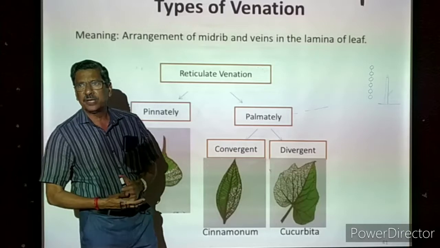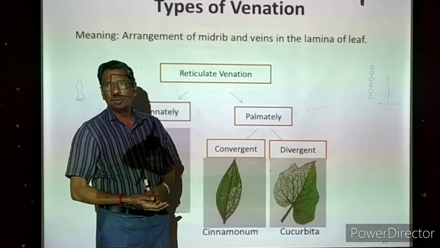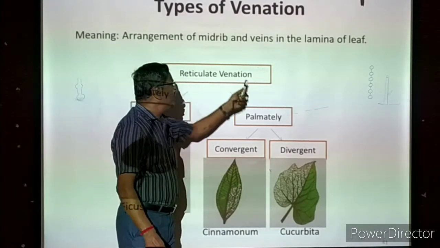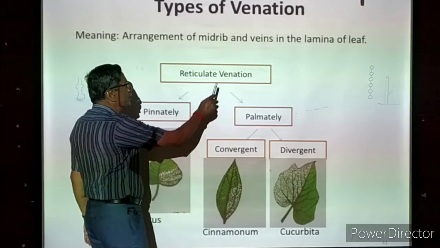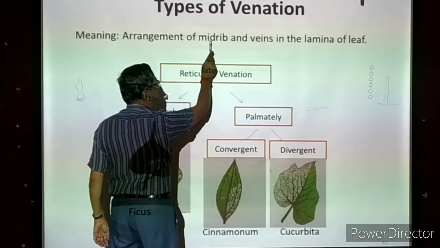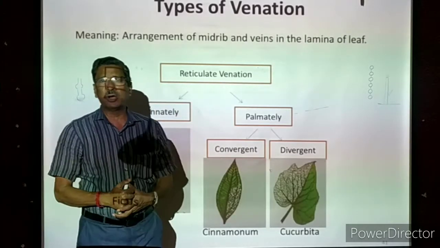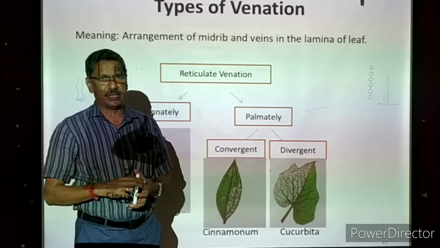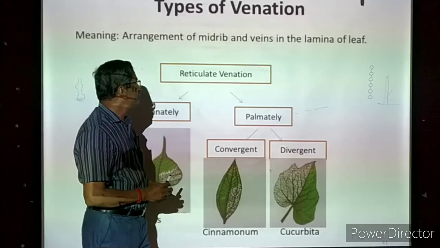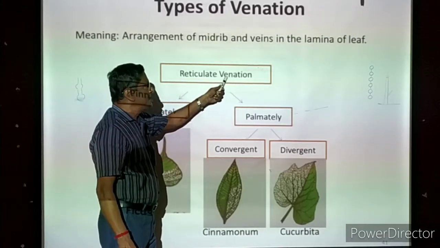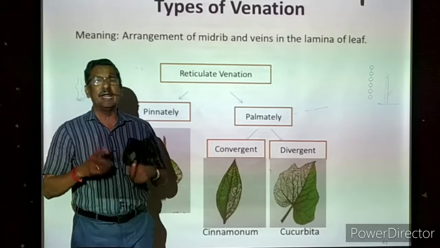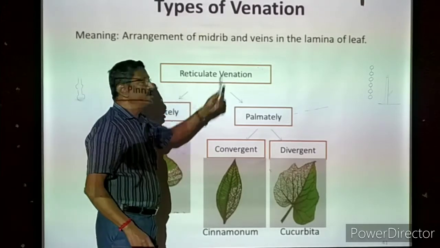There are different types of venations. The first one is reticulate venation. Already you know the meaning of venation. It is the arrangement of midrib and veins. Reticulate. There is a term called reticulum. Reticulum means network. The veins are arranged in the form of an irregular network. That is called a reticulate venation.